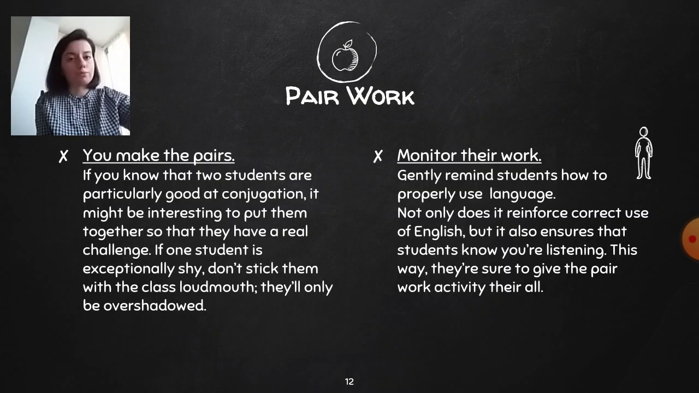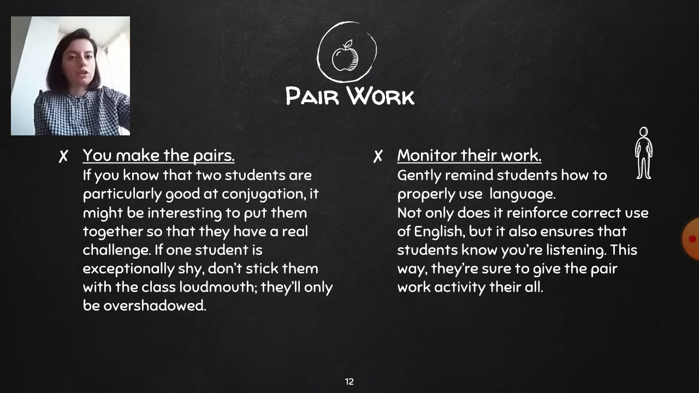That's why we should make the pairs. If you know that two students are particularly good at conjugation, it might be interesting to put them together so that they have a real challenge. If one student is exceptionally shy, do not put them with the loudmouth of the class, they'll only be overshadowed.